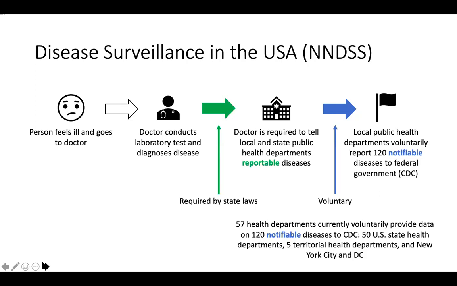Each year they come up with the diseases that are going to be what they call notifiable diseases. In 2020, there are 120 notifiable diseases that were decided between local health departments, the CDC, and the state health departments, and those 120 diseases then get tracked across the country. As I said, it's a voluntary process. Right now, 57 health departments are providing that data on those 120 diseases to the CDC: all US state health departments, 5 territorial departments, New York City, and Washington, DC.